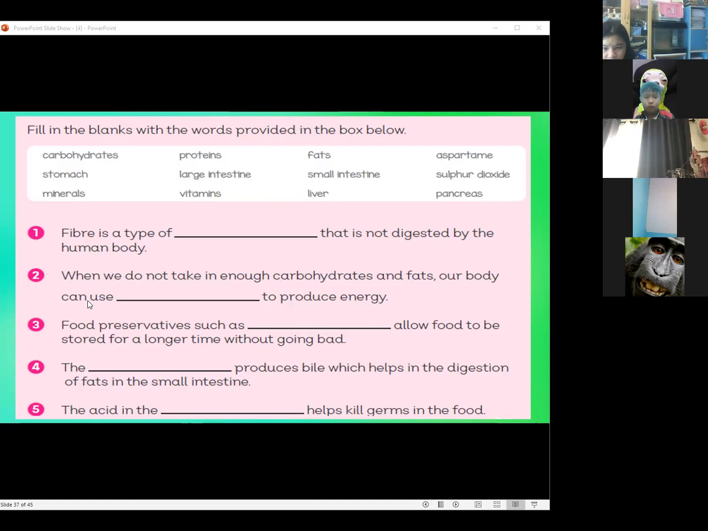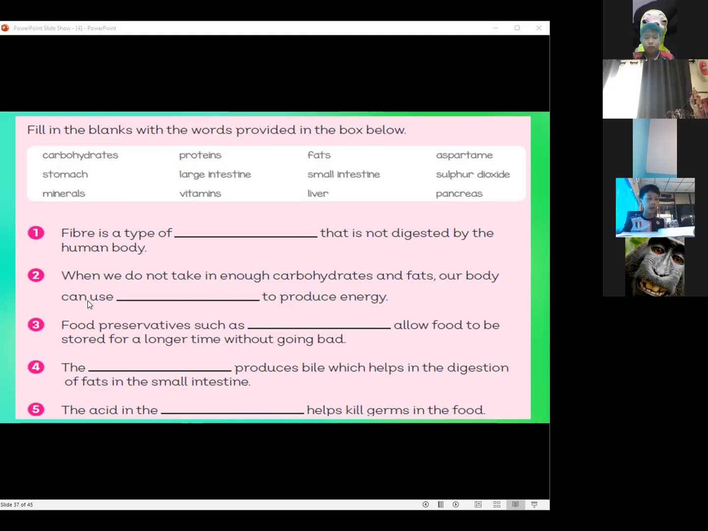Okay, so 1 minute and 20 seconds at best. You only have 40 seconds more to finish.